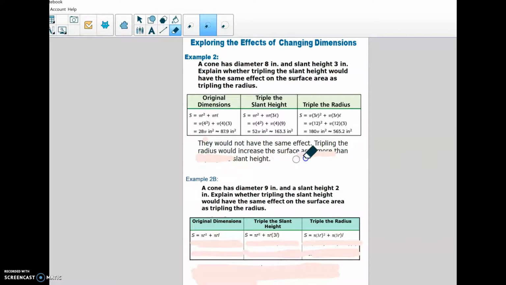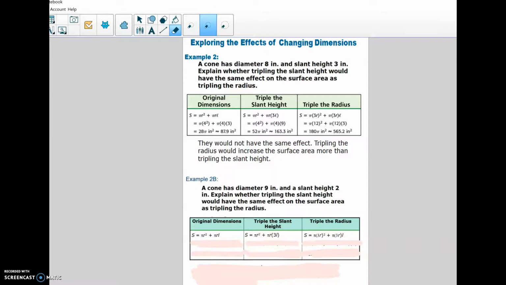Tripling the radius would increase the surface area more than tripling the slant height is all you need to say. You could say how many times more it would be, 9 times more there and then times 3. But you can just say that no, tripling the radius would have more of an effect. So that's what you can say for your homework on the worksheet. And I think it's in the lesson check also, okay?